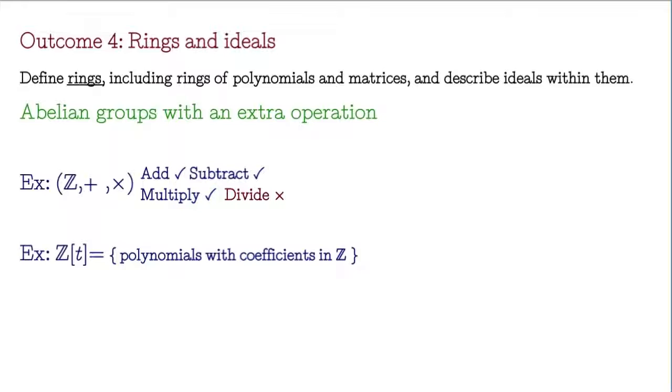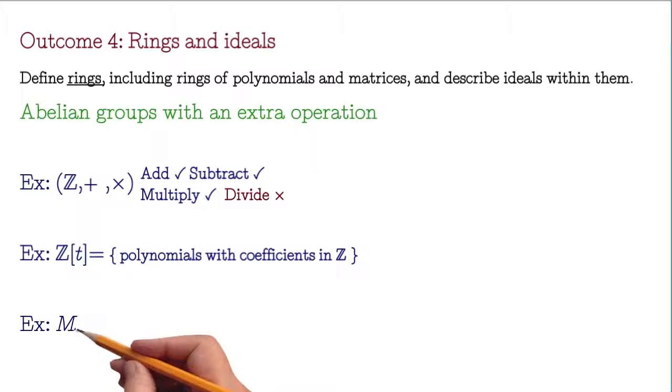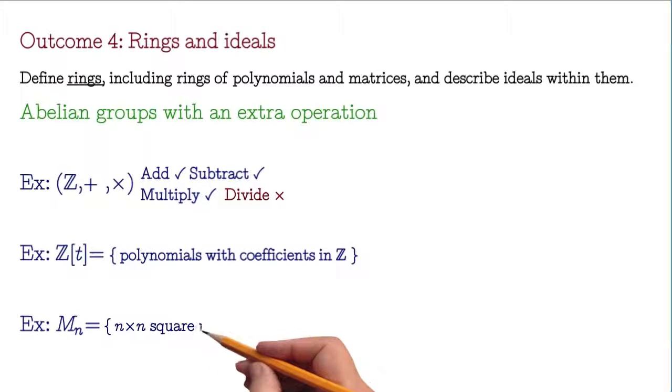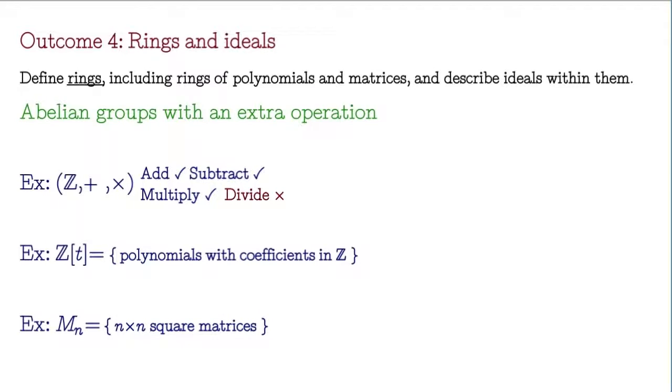But again, we can't divide, because when I divide a polynomial by a polynomial, I don't always get a polynomial. We can also look at rings of matrices. So the set of all n by n square matrices with addition and with matrix multiplication as the operations. That again forms a ring. But again, we don't necessarily get division because not every n by n square matrix is invertible under multiplication.